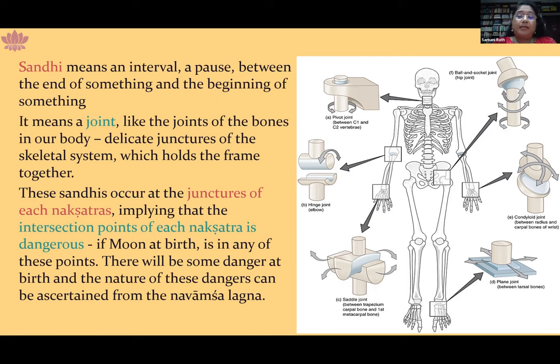But I deliberately did not cover this yesterday because I didn't want to duplicate. Just like the joints of the bones in our body. All right. We have many, many joints. See, this is called a pivotal joint. Then this is called a hinge joint. This is called a saddle joint. These are all the various joints in our body.